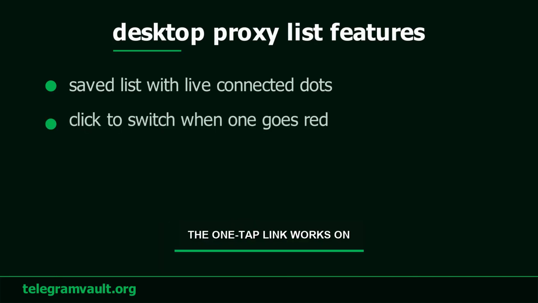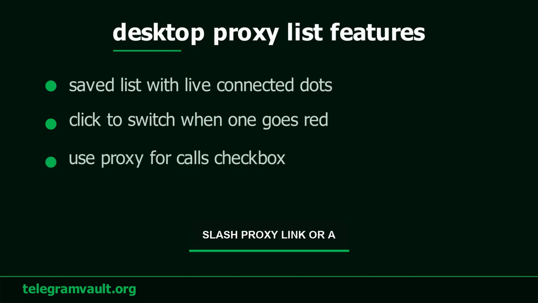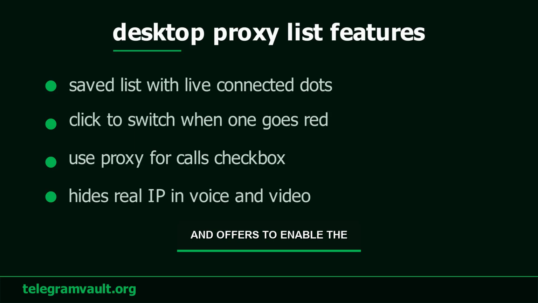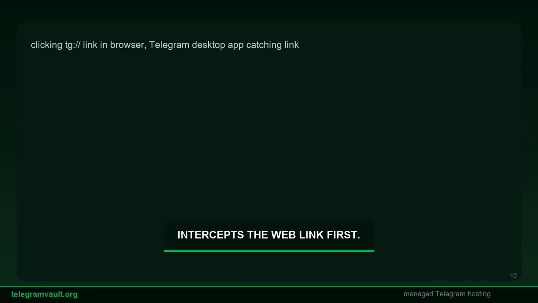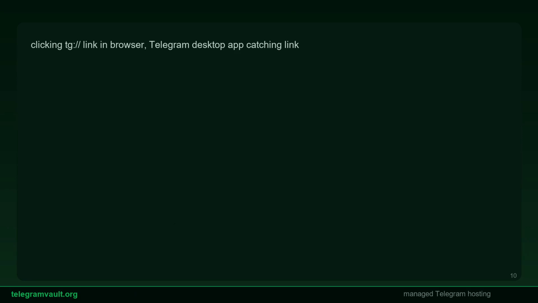The one-tap link works on desktop too. If you tap or click a t.me/proxy link or a tg://proxy link while desktop Telegram is running, the app catches it and offers to enable the proxy. On Windows and Linux, you may need to copy the link into a chat with yourself and click it from inside the app, because the browser sometimes intercepts the web link first. The tg: version goes straight to the app and is more reliable for this.